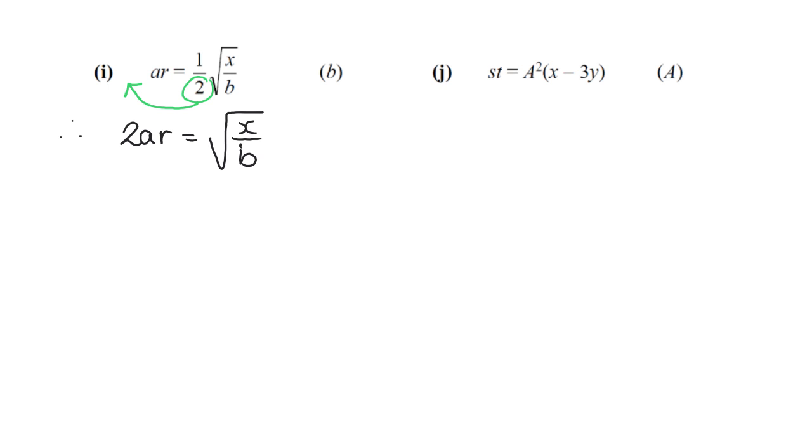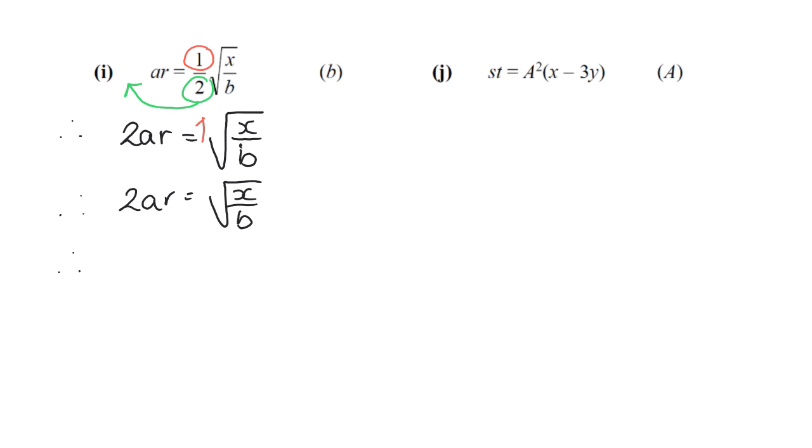You're probably saying, where did the 1 go? The 1 is still at the front there, still 1 in front of the square root, but that 1 doesn't actually impact on things. So 2ar equals the square root of x over b. We want to get to the b at the moment, so we need to get rid of the square root.